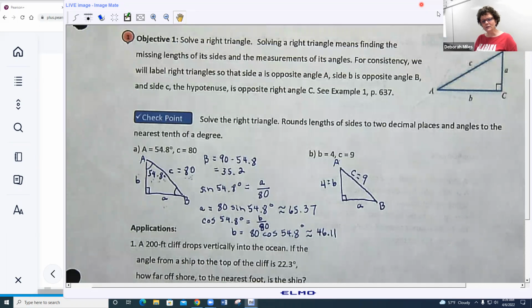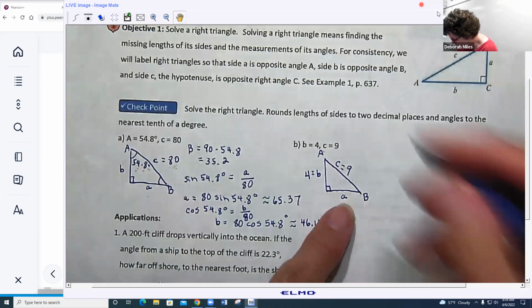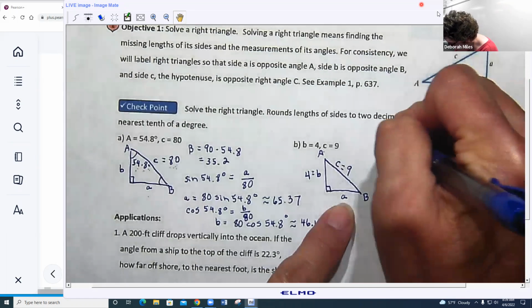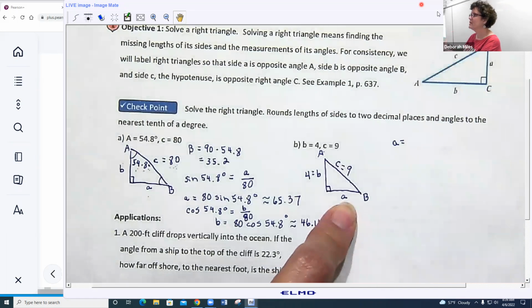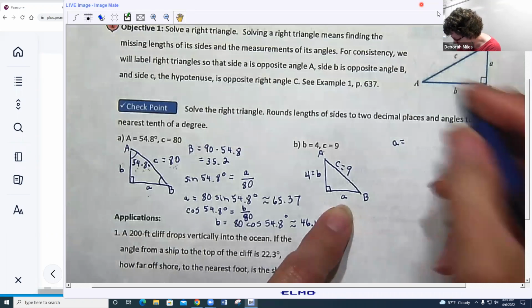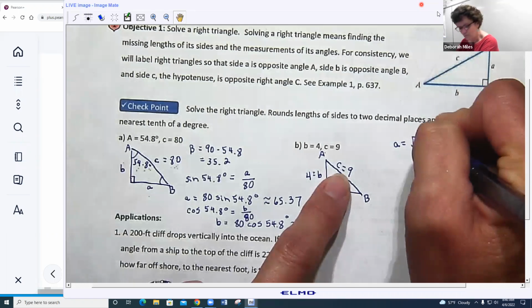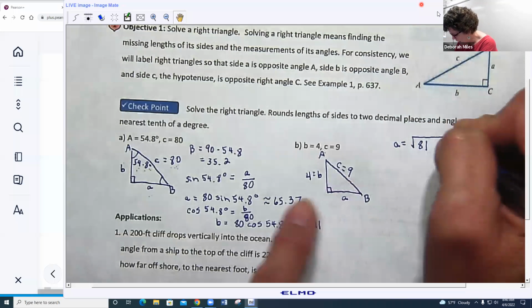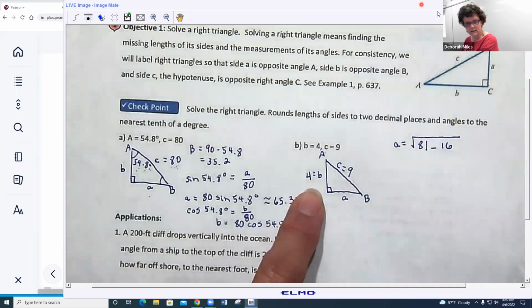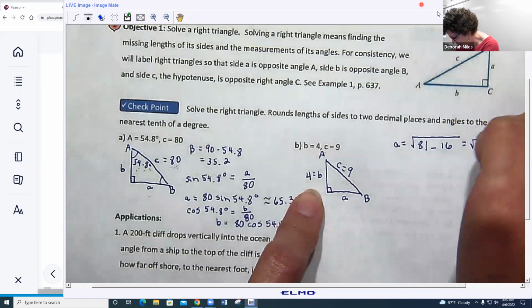Yeah, if we know 2 sides of a right triangle, then we don't need trig to find the other side of the right triangle. We can use the Pythagorean theorem for that. So A, A squared plus B squared equals C squared, then A would be the square root of C squared, which is 81, minus B squared, which is 16. A is the square root of 65.